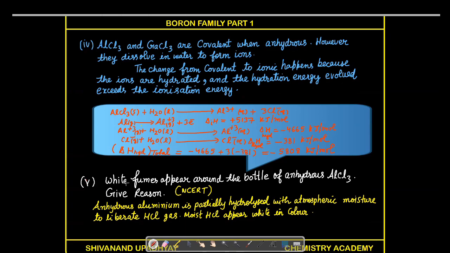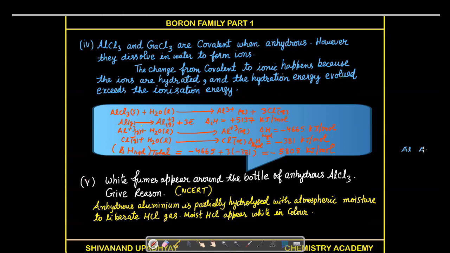Fifth point, white fumes appear around the bottle. ये एनसीईआरटी का क्वेश्चन है कि अगर किसी बॉटल में AlCl3 रखा है तो what is the reason that white fumes will be there. So what will happen is that this AlCl3 is electron deficient, right? And when I am saying AlCl3, it should be understood that it is existing in the form of dimer, right? I am talking about dimer.